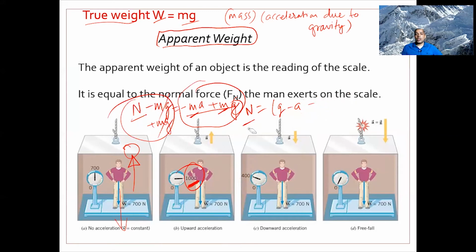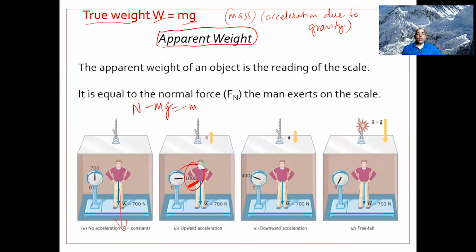Now, there is another extreme case here. Let me show you. This is very interesting. What happens here is when the net force is equal to mg. What do I mean by that? Meaning something happened here. Crash. See that? Meaning the elevator falls freely. When it falls freely, what is the downward acceleration? Free fall, meaning a equals g.